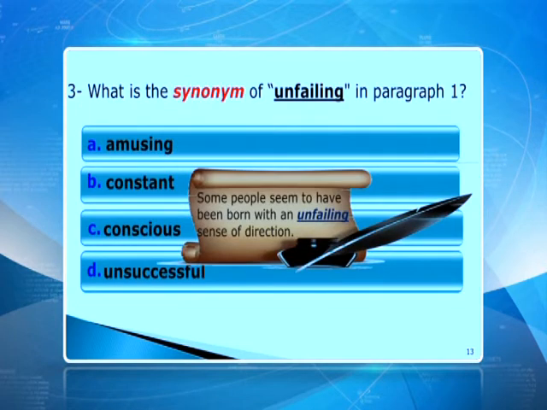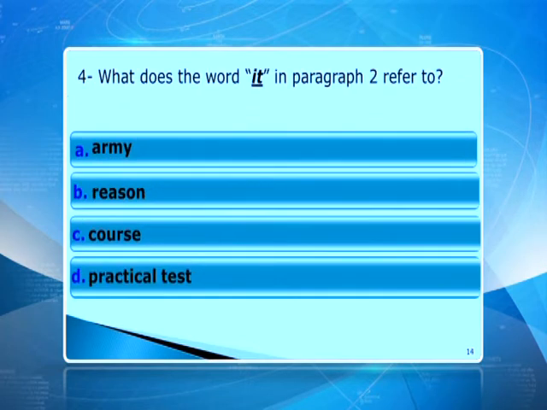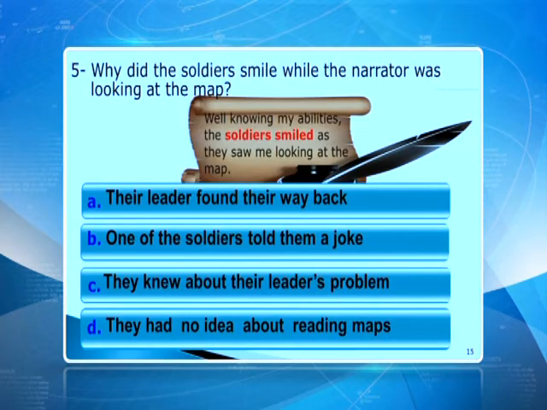Question number 3, what is the synonym of the word unfailing in paragraph number 1? Is it amusing? Does it mean constant, or conscious, or unsuccessful? Question number 4, this is called a reference question, what does the word it in paragraph 2 refer to? Does it refer to army, or reason, or course, or practical test?